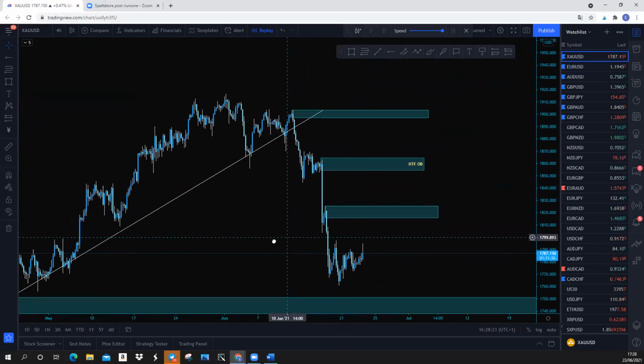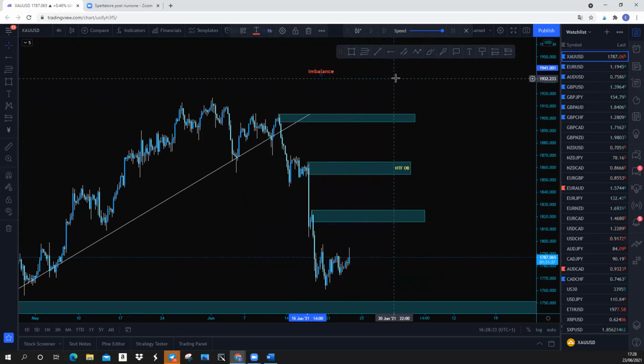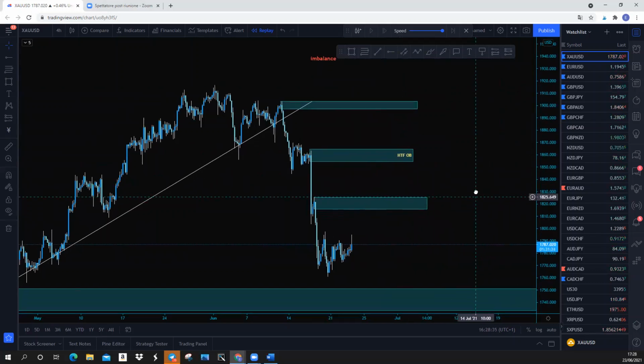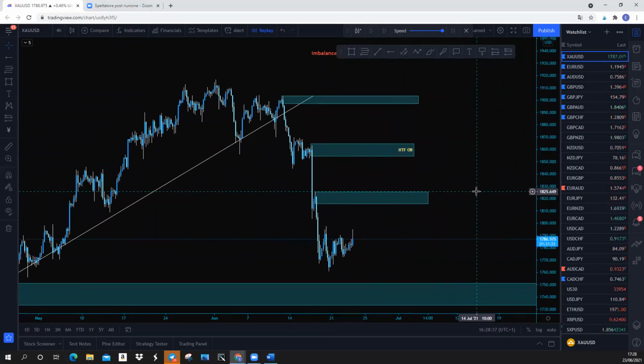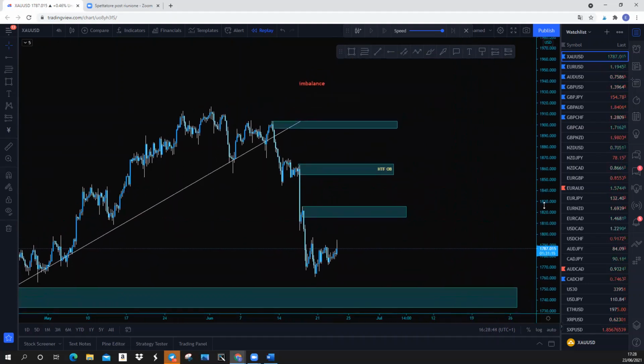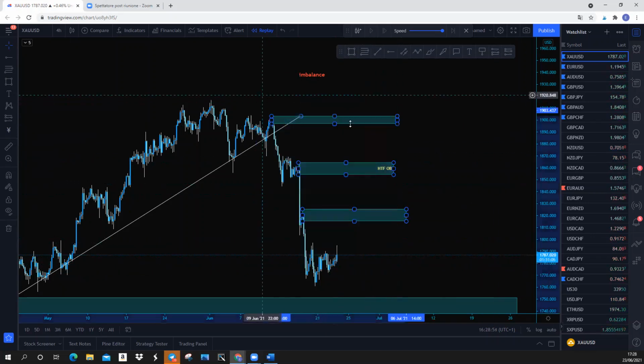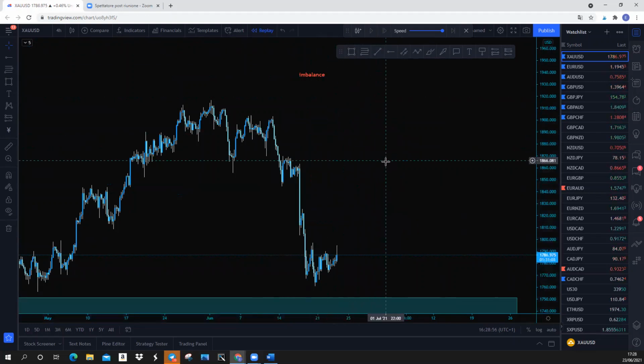This concept is called imbalance. Imbalance basically means that the price is not balanced. This does not happen always, just in a few cases. It happens when the market is moving only in one direction very, very fast.